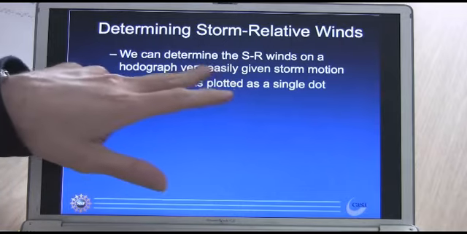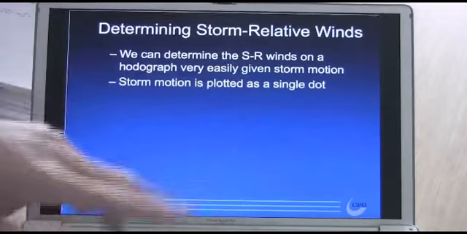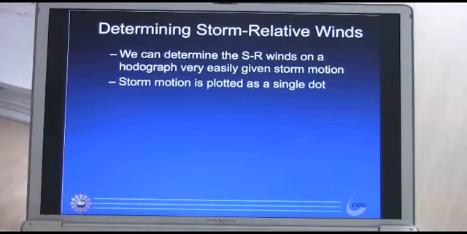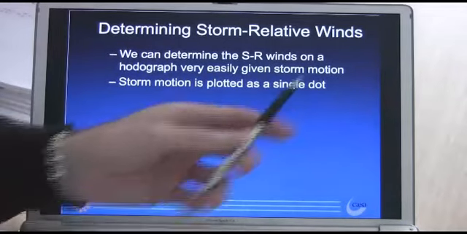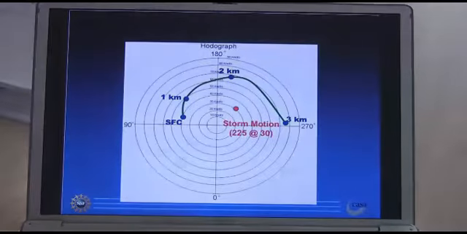Okay. So we can determine the storm relative winds very, very easily, but we have to have one quantity on the hodograph that I've not shown you yet, and that is storm motion. Okay, so we have the winds at all the altitudes, we have the hodograph curve, and then to get the storm motion, we either look at actual storm motion based on radar pictures or whatever, or we just make an estimate of what the storm motion is. But the bottom line is, once we have storm motion, we can very easily determine the storm relative winds.